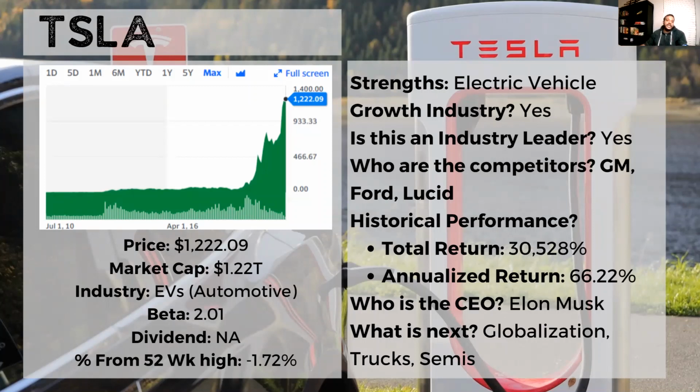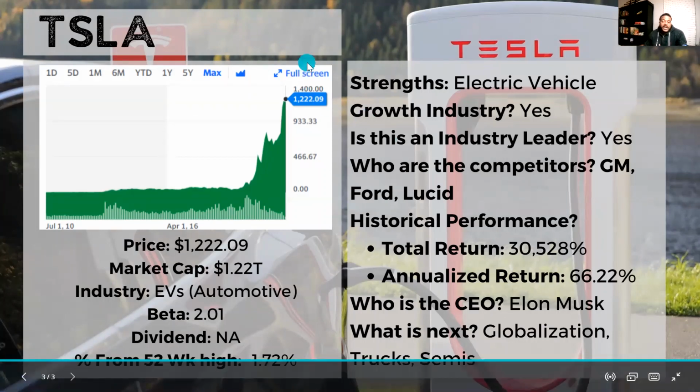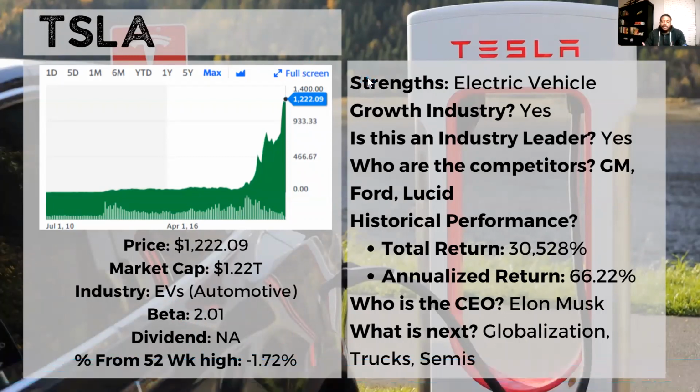And lastly, we know that Tesla hit new highs just last week, and it's trading right at the high. So for me personally, I don't like to invest in stocks at the high. At this point, if I'm not already invested in Tesla, this would be a scenario where I prefer to sit on the sidelines and wait until it pulls back a bit.